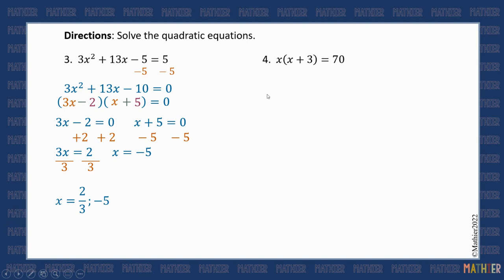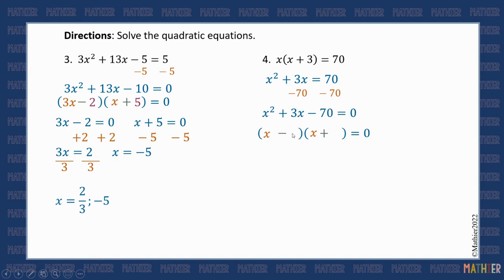In number 4, to write the equation in standard form, first I'm going to distribute this x. So that gives us x squared plus 3x. Then we need it to equal 0 to be in standard form, so I'm going to subtract 70 from both sides. So we're getting x squared plus 3x minus 70 equals 0. So I do have a quadratic with a leading coefficient of 1, so those are the easier ones to factor. Split up your x's. And then the last numbers have to multiply together to be negative 70. So I know I have to have a plus and a minus.